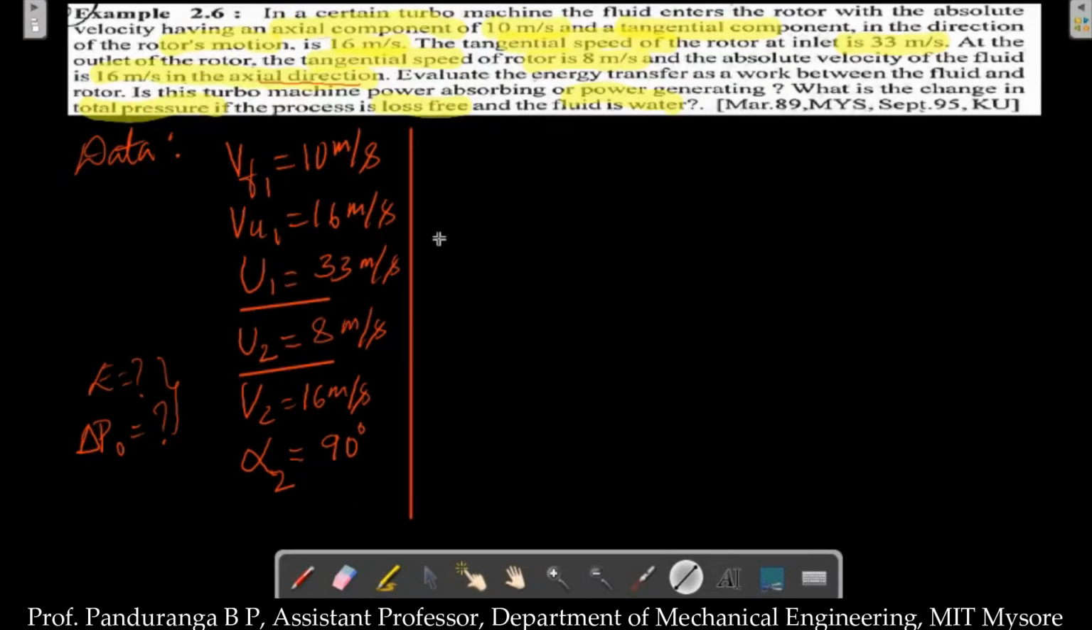So for inlet, I'll write the same general velocity triangle. So we have the base and then here we have Vf. Then I'll draw two lines. So here this is our V1, this is our VR1, and this is Vf1, and from here till here it is U1.